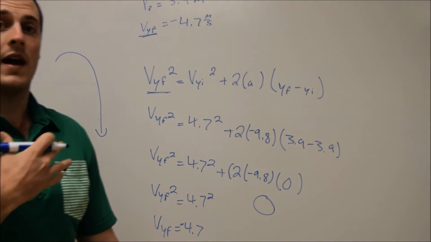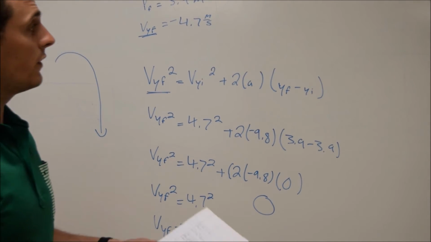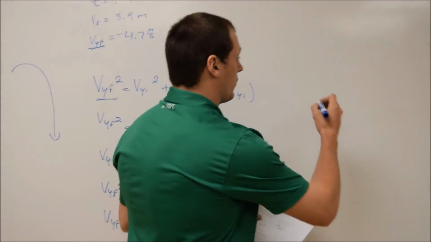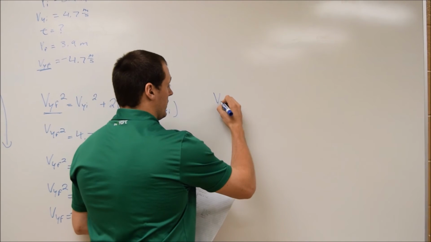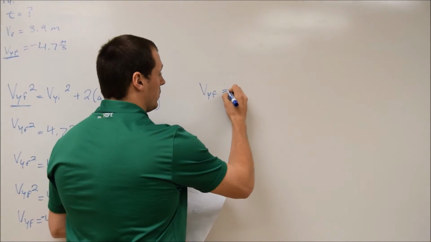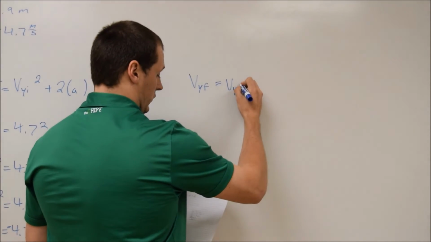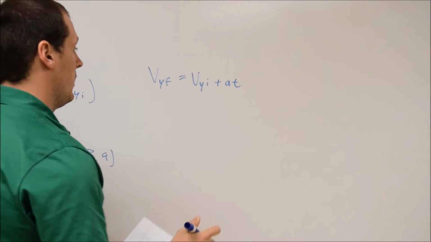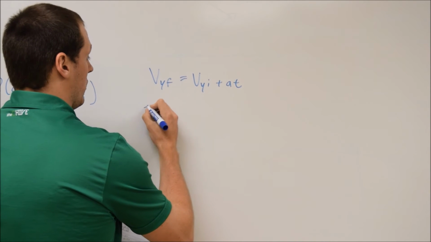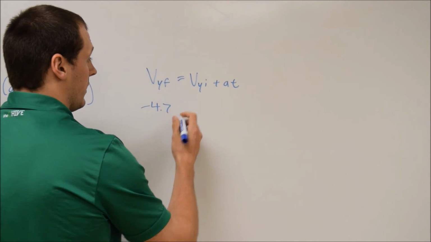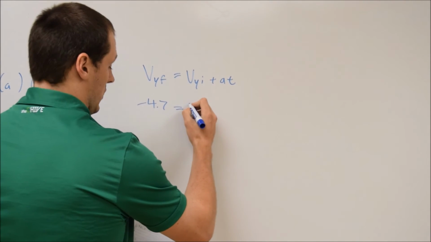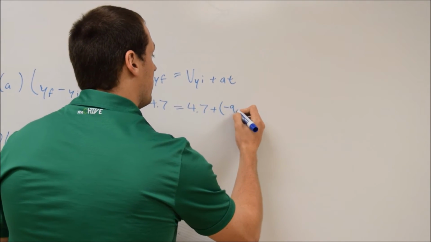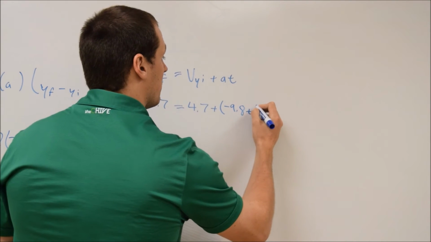Now we still need to find the time value. In order to do that, we'll use another equation that you can find on your equation sheet, which is going to be this one right here. It's the Vy final is equal to the Vy initial plus acceleration times time. So now we just plug in our information here. We've got negative 4.7 that we just found is equal to 4.7 plus negative 9.8 times time.